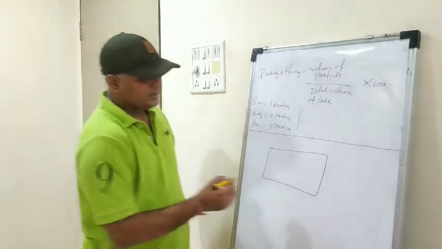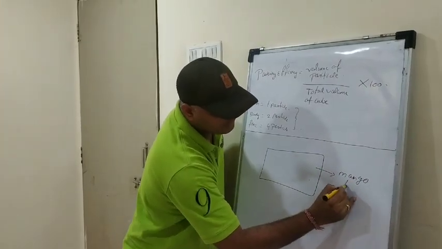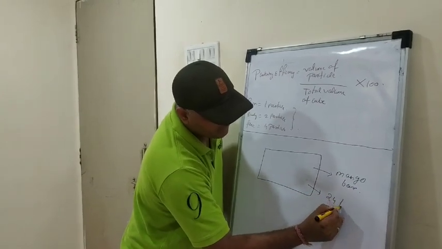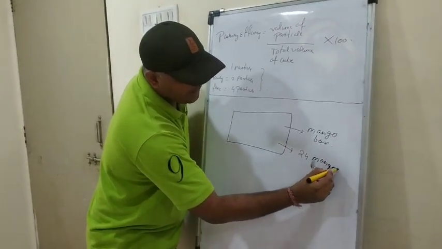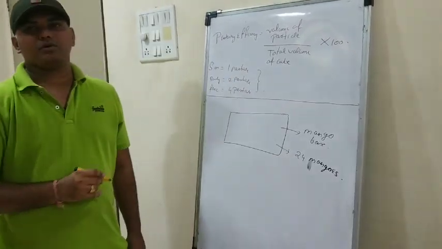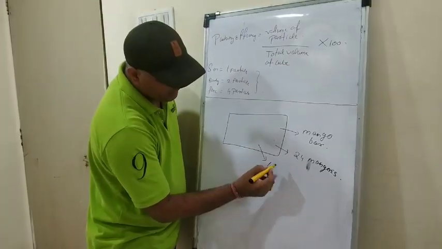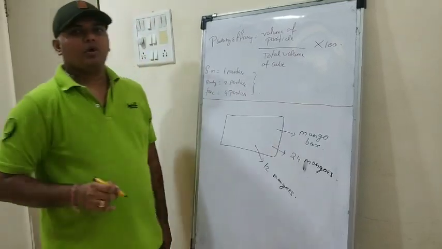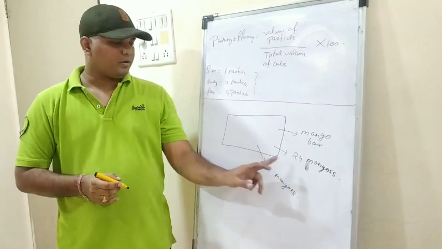This is, let's say, a mango box, right? The capacity of this box is 24 mangoes. How many mangoes can you fill? 24 mangoes you can fill. But in this particular box, you had filled 12 mangoes, right? What was the capacity? The volume capacity was 24 mangoes. You had filled the 12 mangoes.